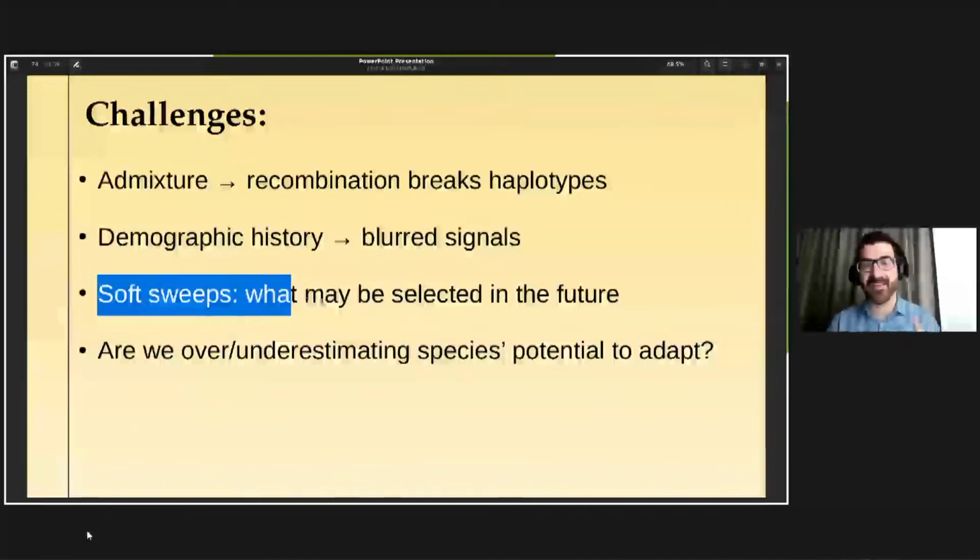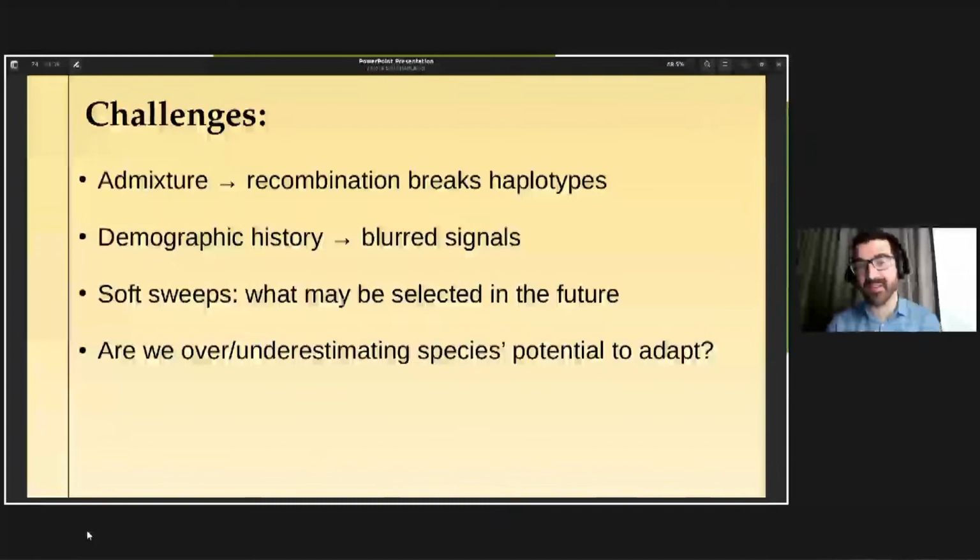This is something that I find particularly interesting. Soft-SWIFs could happen 10 times more often than hard-SWIFs, which is the classic model that we understand. Soft-SWIFs could be the genes that are going to be selected in the future that are not under strong selection yet. So that can tell you what is the potential of these particular species to adapt to change. So understanding where those soft-SWIFs are is also very important. And the idea is, are we over or underestimating the species' potential to adapt?